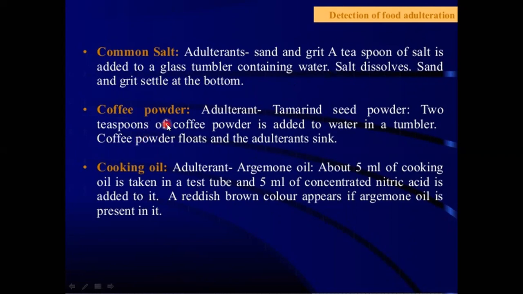Then we also learned in the previous lecture that coffee powder gets adulterated with tamarind seed powder. So you take 2 teaspoons of coffee powder and add it to water in a tumbler. The coffee powder is lighter in weight so it will float, but the tamarind will sink to the bottom of the tumbler. So that is one way to detect food adulteration.